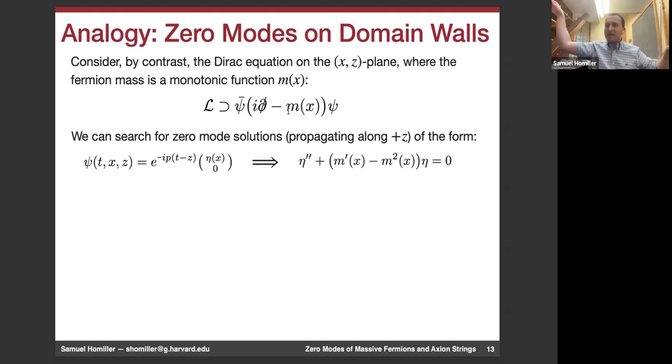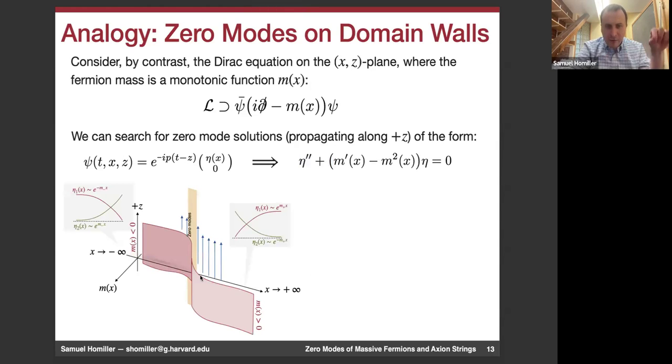And so you can imagine I could write down a scalar field theory where you have a kind of domain wall solution. But for this example, really all I have to have is that I take m of x to be the mass that varies spatially, monotonically as a function of x. And so here again, I can search for zero mode solutions propagating along this domain wall. So I write down my ansatz for what these look like. I get this differential equation.